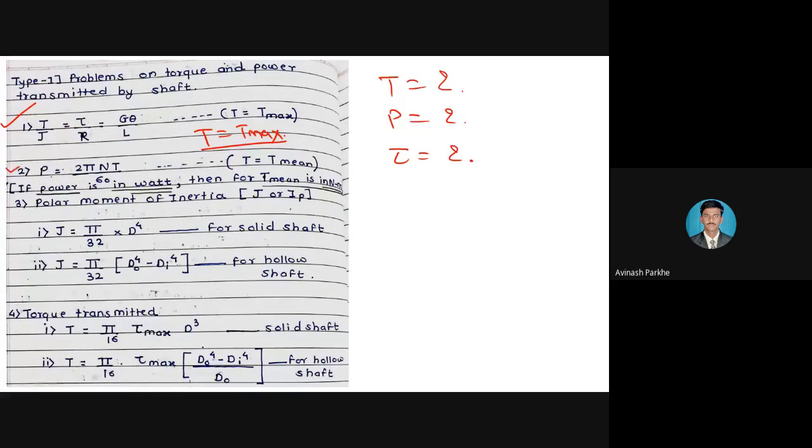Second formula, what is the second formula? The power formula. P is equal to 2 pi N T upon 60. Everyone knows about this formula. In that, P represents the power, 2 pi is the constant parameter, and N represents the speed of the shaft. N is given like this: N is equal to 100 RPM, or N is equal to 300 RPM. Like that, capital N represents the speed of that particular shaft.